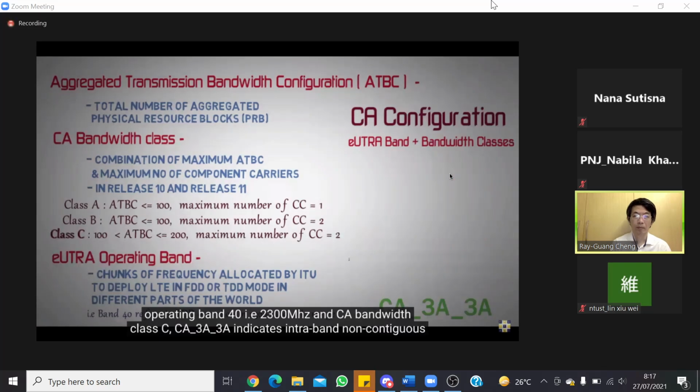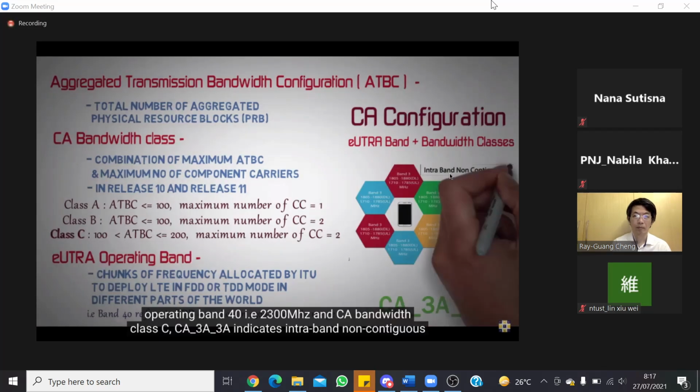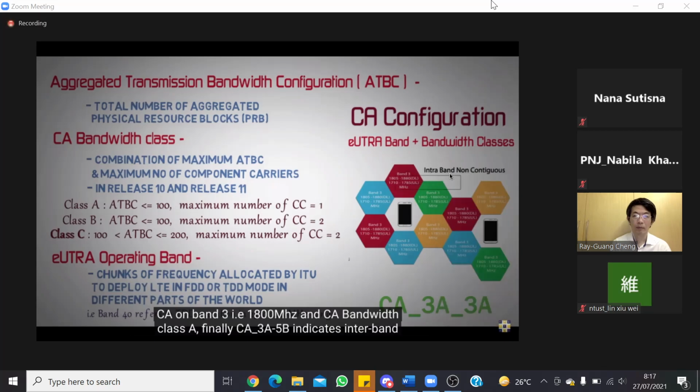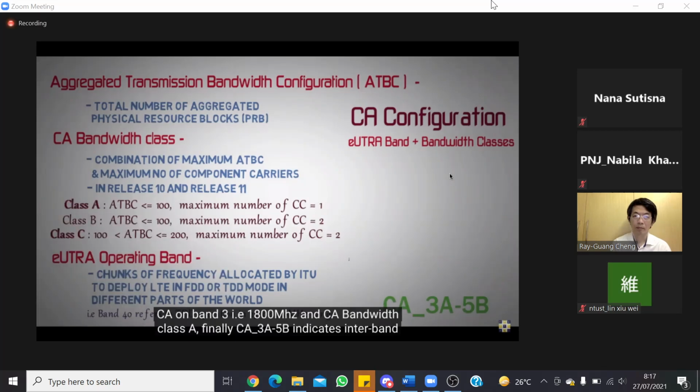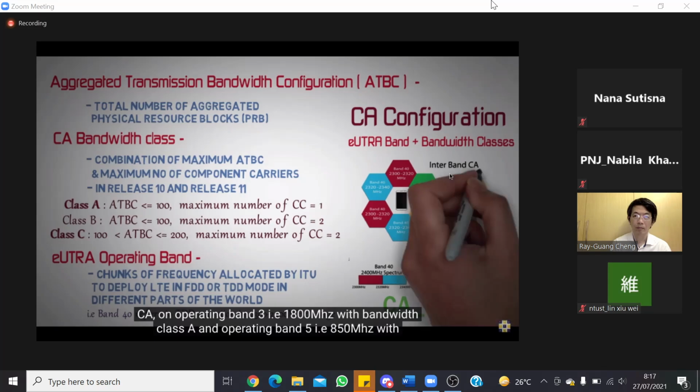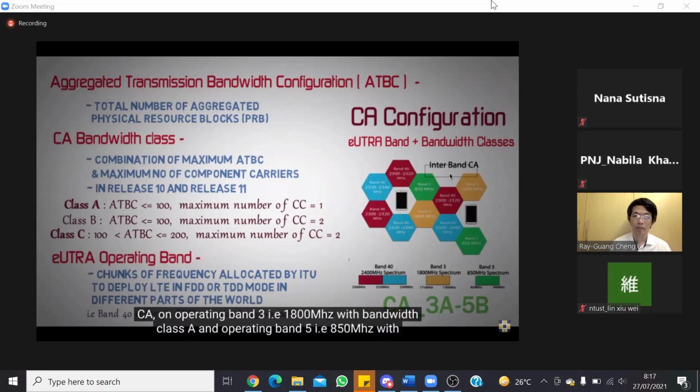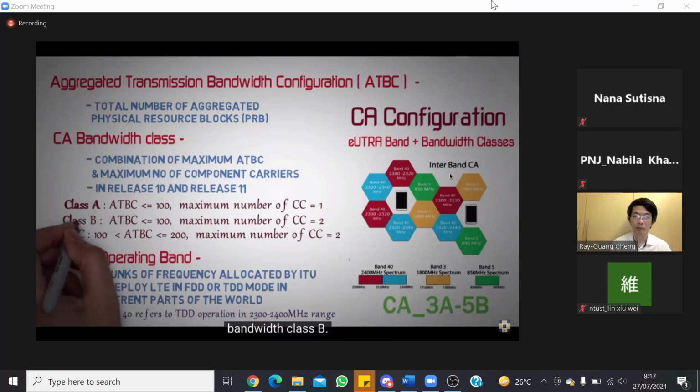CA3A3A indicates intra-band non-contiguous CA on band 3, that is 1800 MHz, and CA bandwidth class A. Finally, CA3A5B indicates interband CA on operating band 3, that is 1800 MHz with bandwidth class A, and operating band 5, that is 850 MHz with bandwidth class B.